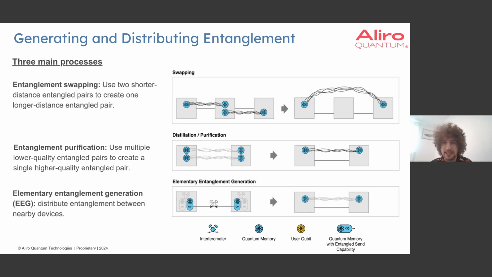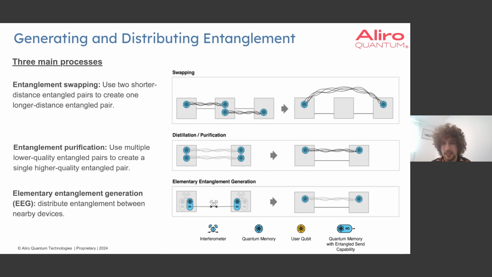There are three main processes involved to meet our goals for distributing entanglement. Starting from the bottom of the graphic, elementary entanglement generation, EEG, which is used to distribute entanglement between nearby devices. Note that for local area quantum networks, we don't need repeaters or other scaling technologies. We could solely use EEG for entanglement distribution.